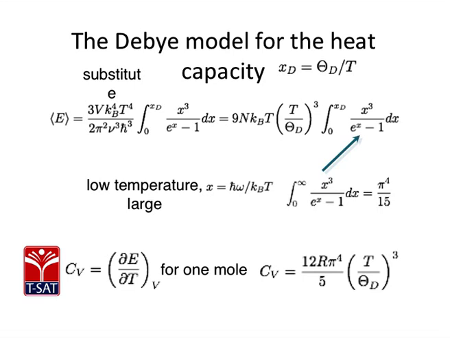Hence, this equation turns out to be Cv, which is equal to dou E by dou T at constant volume for 1 mole. Cv is equal to 12 R into pi to the power of 4 divided by 5, T divided by theta d, where theta d is called the Debye temperature. This is whole cube.